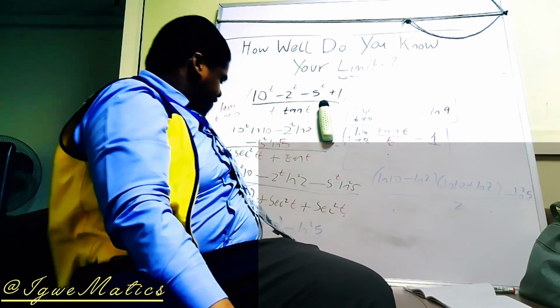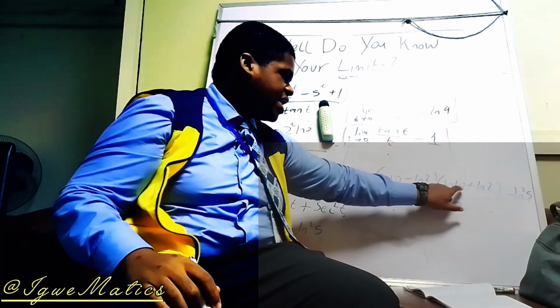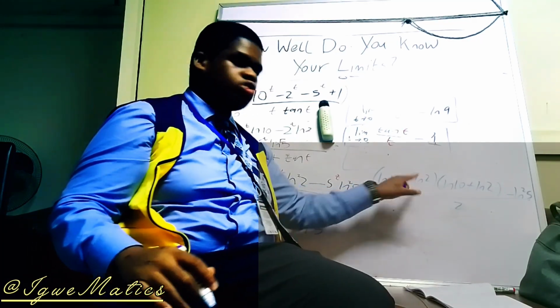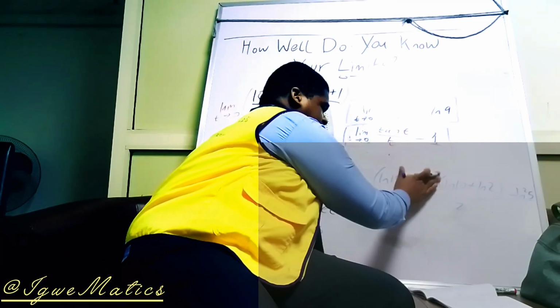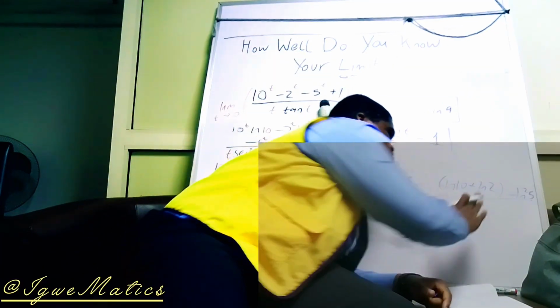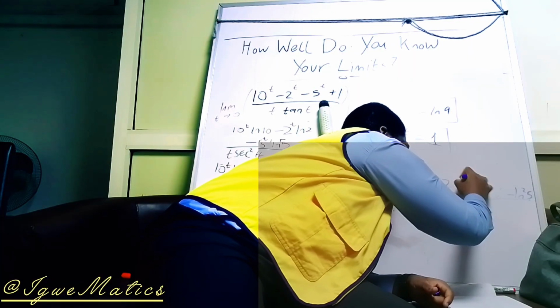So we have a difference of two squares here. We have ln 10 minus ln 2 times ln 10 plus ln 2 minus ln squared 5. ln 10 minus ln 2 is the same thing as ln 5. So all this here is equal to ln 5. Okay? ln 10 plus ln 2 is equal to ln 20. So all this here is equal to ln 20.